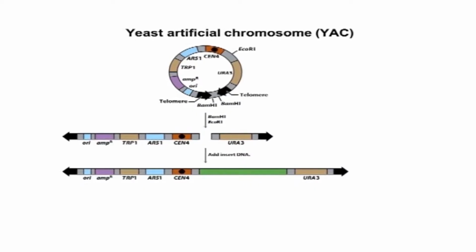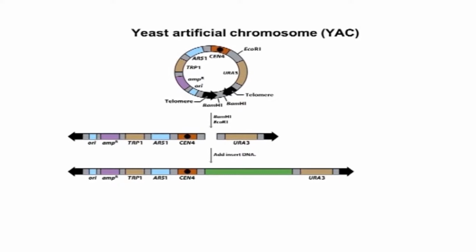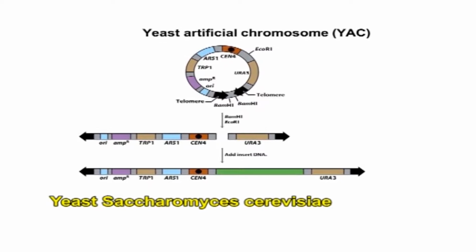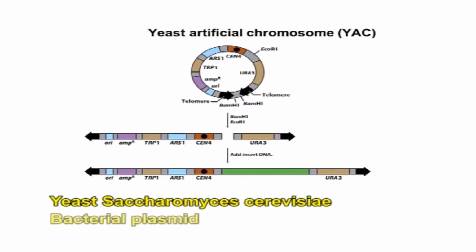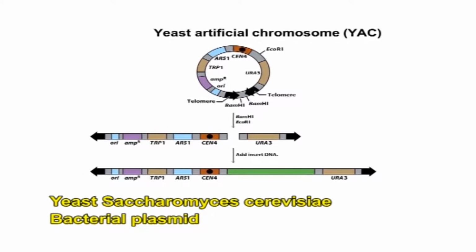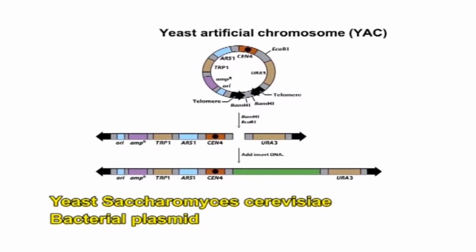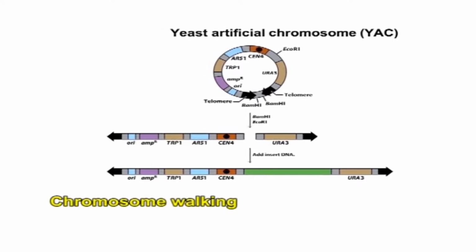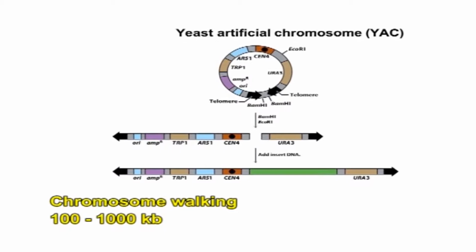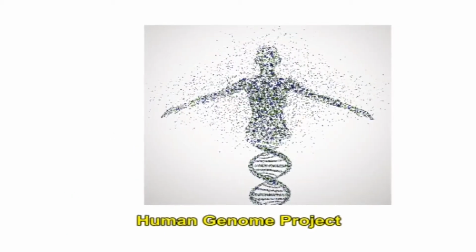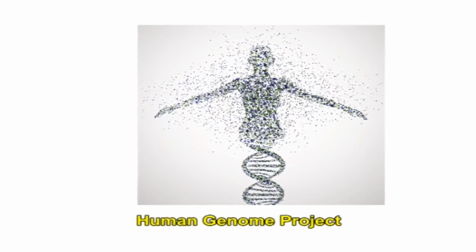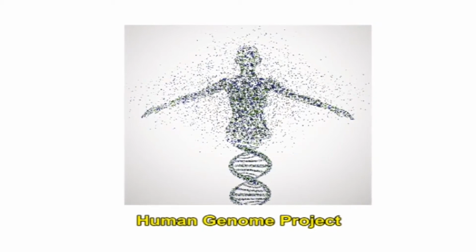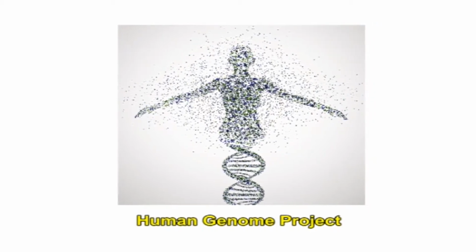Yeast artificial chromosomes are chromosomes that are engineered genetically and derived from the DNA of the yeast Saccharomyces cerevisiae, which is further cut into a bacterial plasmid. The inserted sequences can be cloned and physically mapped using a process called chromosome walking by inserting large fragments of DNA, that is from 100 to 1000 kilobase pairs. For the Human Genome Project, this process was initially used. Due to stability issues, yeast artificial chromosomes were abandoned in favor of bacterial artificial chromosomes.